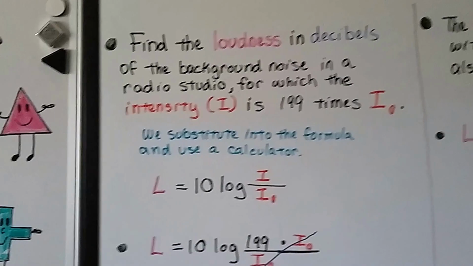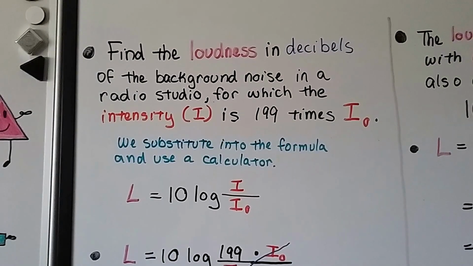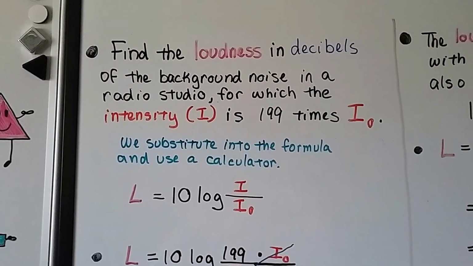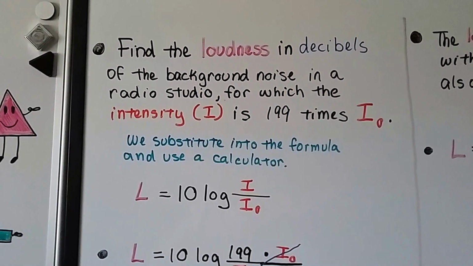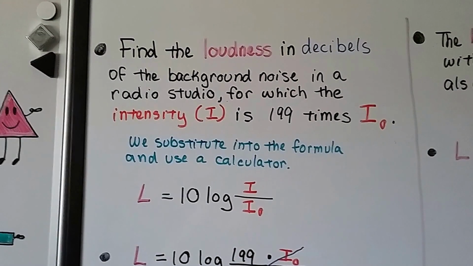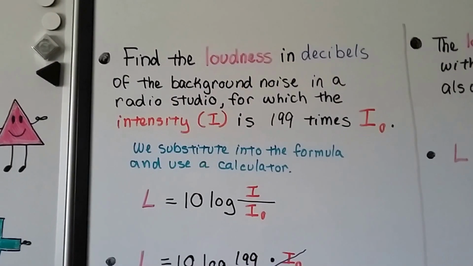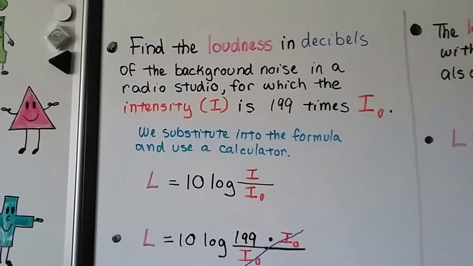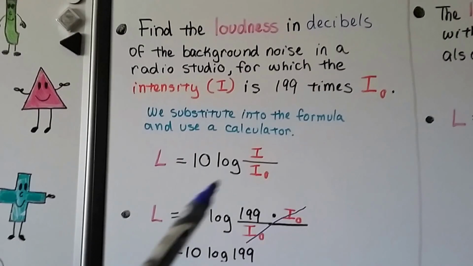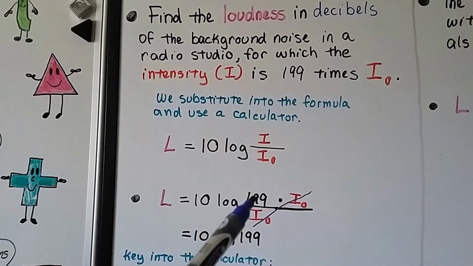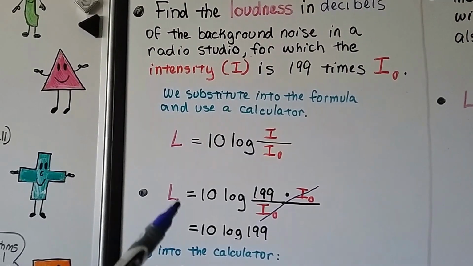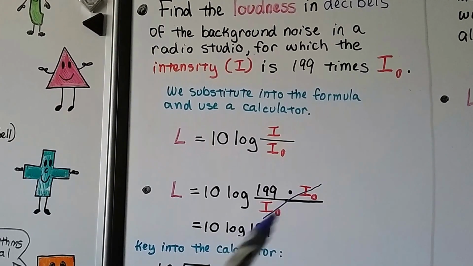So we're going to find the loudness in decibels of the background noise in a radio studio for which the intensity I is 199 times that minimum intensity, okay? That initial one. So we substitute into the formula and use a calculator. So here's our formula, and we put our 199 into here, and we can see this can cancel out, can't it?